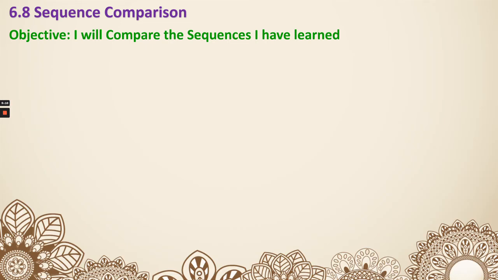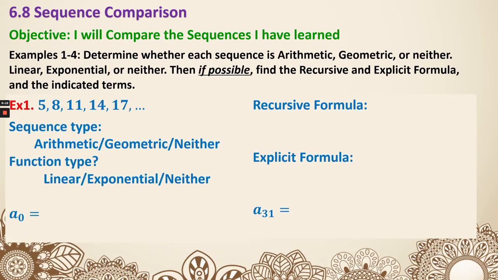Now let's move on to talk about some examples. There are quite a few things to do for these first 4 examples. You're going to need to decide the sequence type, and you're going to need to decide the function type, and afterwards, if it is an arithmetic or geometric sequence, you should be able to find the recursive and explicit formula and find some specific terms.